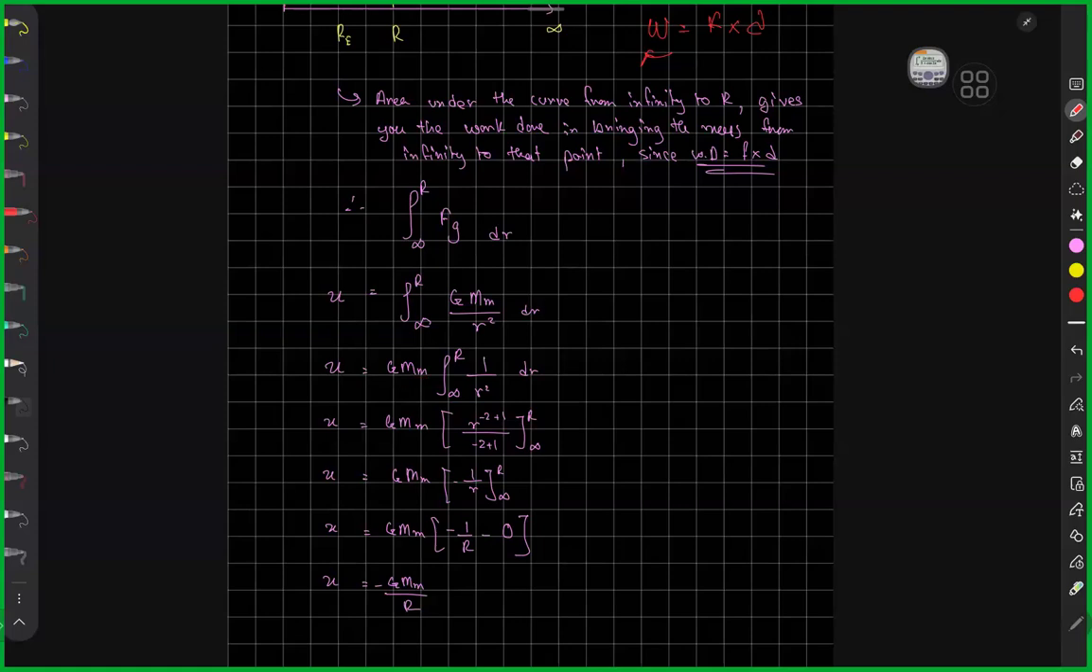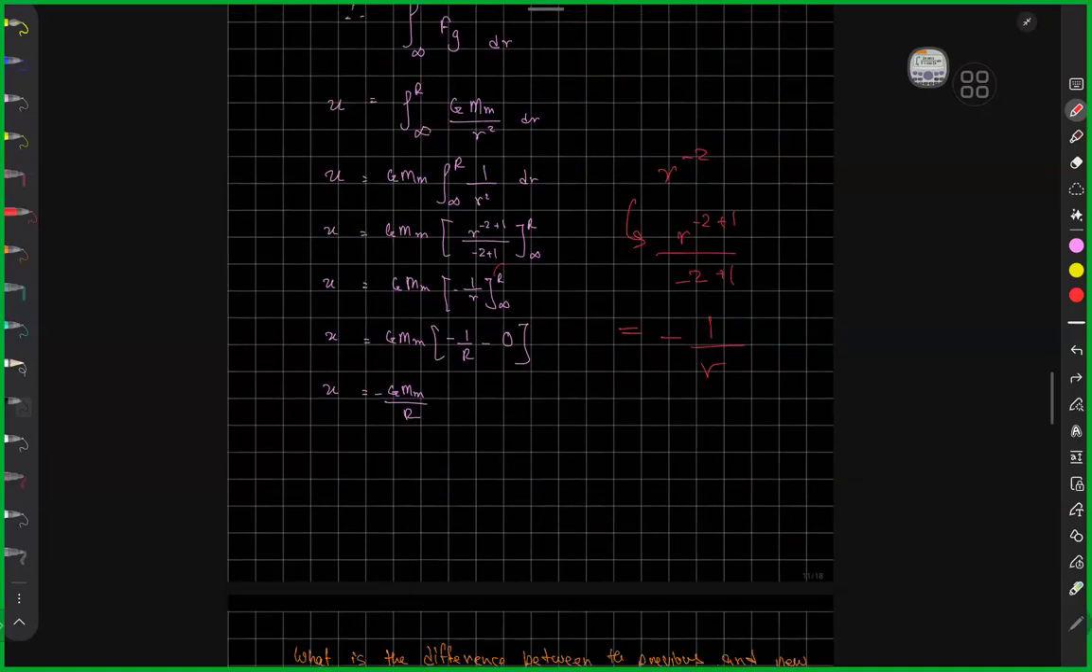And what I'm left with is the integration of 1 by r squared. What is the integration of 1 by r squared? Can I just write it as this? Yes. How do we integrate this? This will become, if I integrate it, r to the power of minus 2 plus 1, divided by minus 2 plus 1. And essentially you have minus 1 by r. That is the integration. Now put in the limits, that is r and infinity.